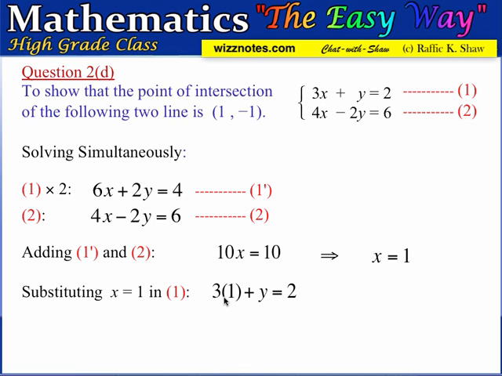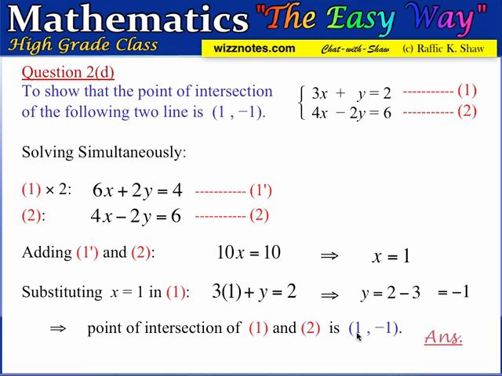3 times x becomes 3 times 1 because x is 1, plus y, and the result here is 2. So that's 3 times 1 plus y equals 2. 3 times 1 is 3, and to make y the subject, we subtract the 3. So y is 2 minus 3. 2 minus 3 is negative 1. And so the y value is negative 1. Hence, we have shown that the point (1, negative 1), an x value of 1 and a y value of negative 1, is the point of intersection of these two lines.